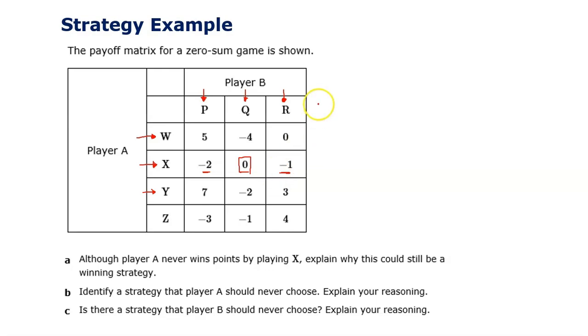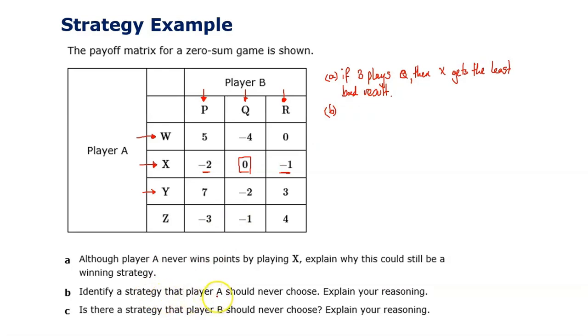So for part A, I could say: if B, player B, plays Q, then X gets the least bad result. I'm not sure if there's a better way of saying that. Effectively, he doesn't lose. What about part B? B says, identify a strategy that player A should never choose.